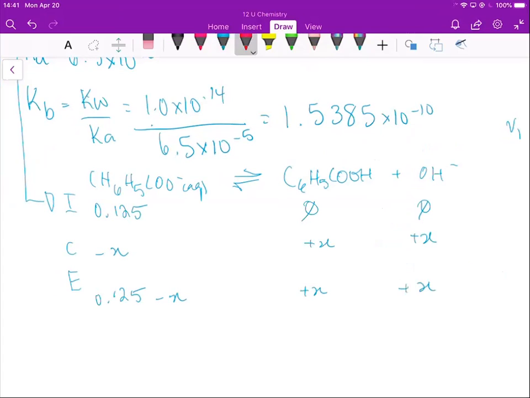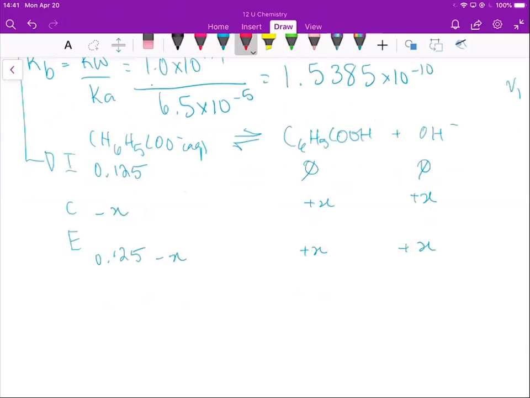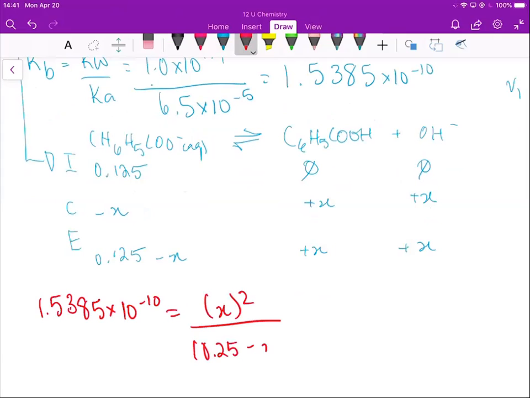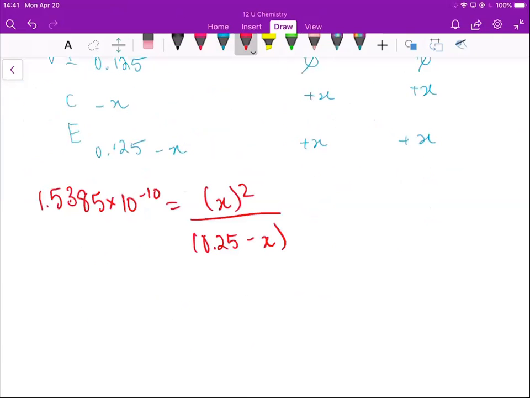And ta-da. Now we can start dealing with the Kb value. 1.5385 times 10 to the minus 10 equals x squared over 0.25 minus x. I can approximate this. 0.25 divided by 1.5385 times 10 to the minus 10 is going to be way over 500. So I'm just going to get rid of this, and I'm going to find the square root. The answer is 6.20 times 10 to the minus 6 mole per liter, which again is going to be my concentration of hydroxide.